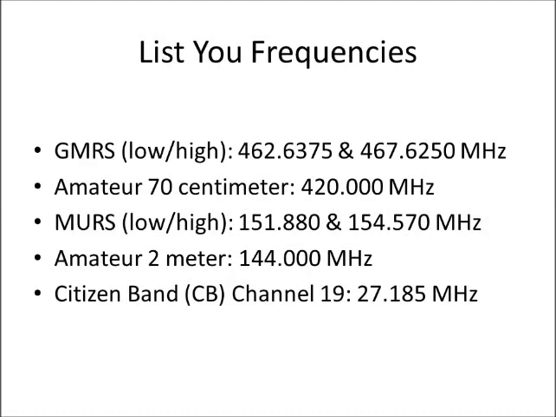Now, in the first list I have GMRS, and I put high and low, because if you look at the list of the GMRS frequencies, the first 14 are 462, and then there's a couple that jump up to 467. Well, that 5 megahertz change actually changes the length of the antenna significant enough, in my opinion, that you would want to cut two separate antennas for these frequencies. And this pattern follows again in the MERS frequencies. The first three are in the 151 band, and the last two are 154. And again, that changes the length enough that I think you may want to consider cutting a second antenna for that service. And then I put in here the amateur radio 2 meter band, and then CB radio to give you an idea. In this case, it's channel 19 is the frequency.